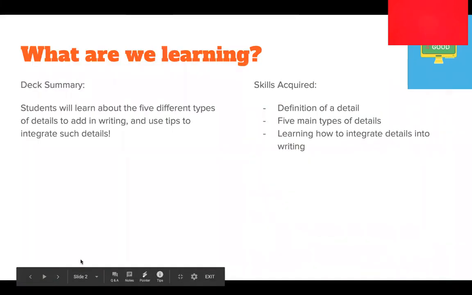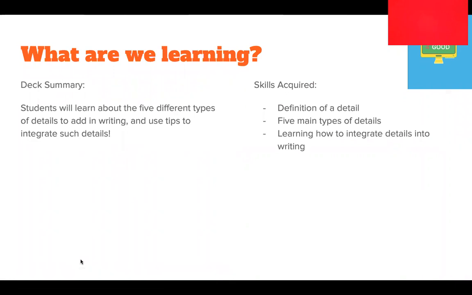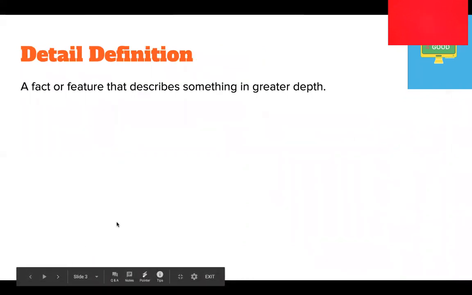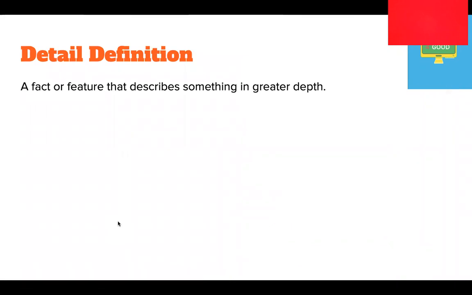Today, we will learn about the 5 different types of details that we can add in writing, and also use tips to integrate them. First, we will learn the definition of a detail, the 5 main types, and we'll learn how to actually use these details. Now, first, a detail is something or fact or feature that describes an object in greater depth.